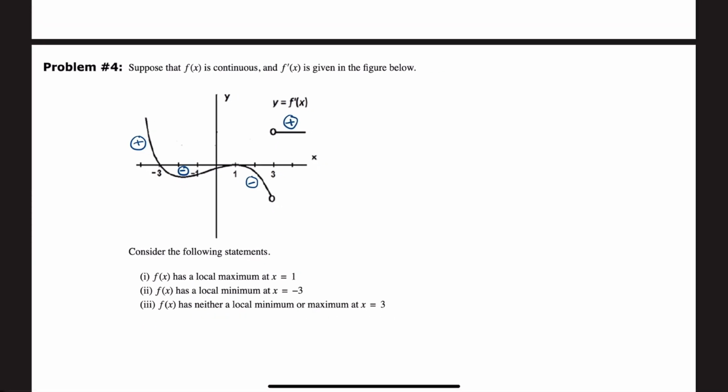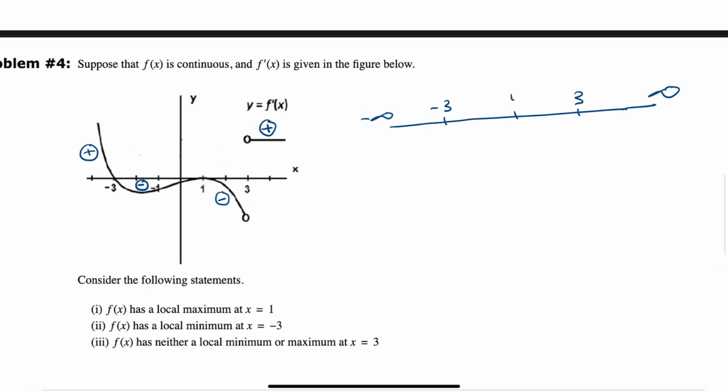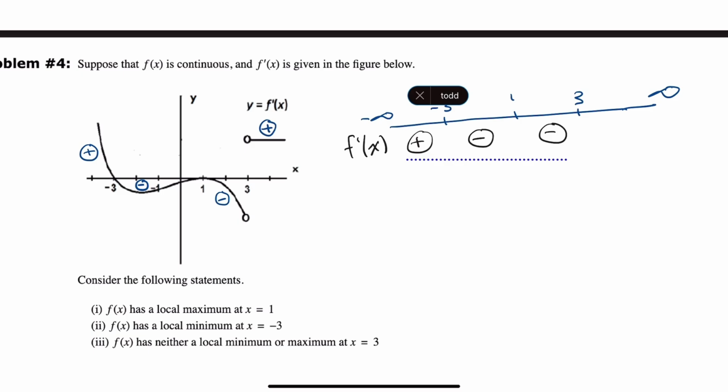So now we can make our interval chart. We can plot our intervals now: negative infinity, negative 3, 1, 3, and then infinity. Between negative infinity and negative 3, we said that f prime of x is positive. Between negative 3 and 1, it was negative. Between 1 and 3, it was also negative, and between 3 to infinity, it is positive.